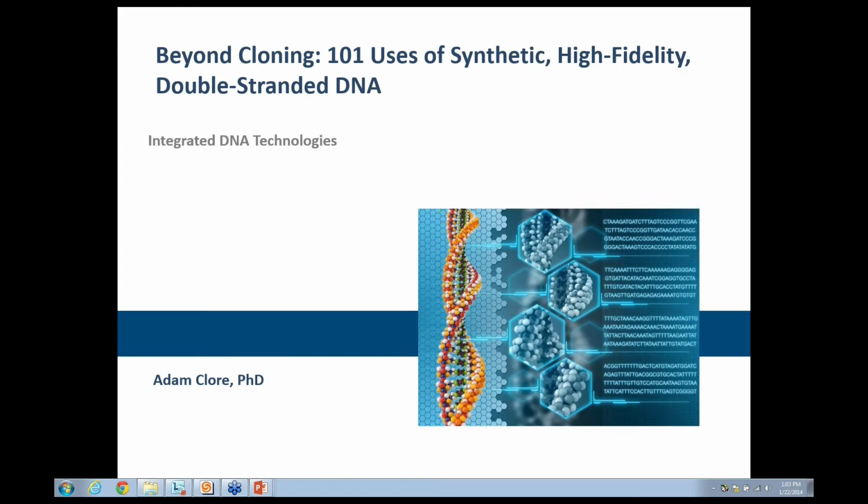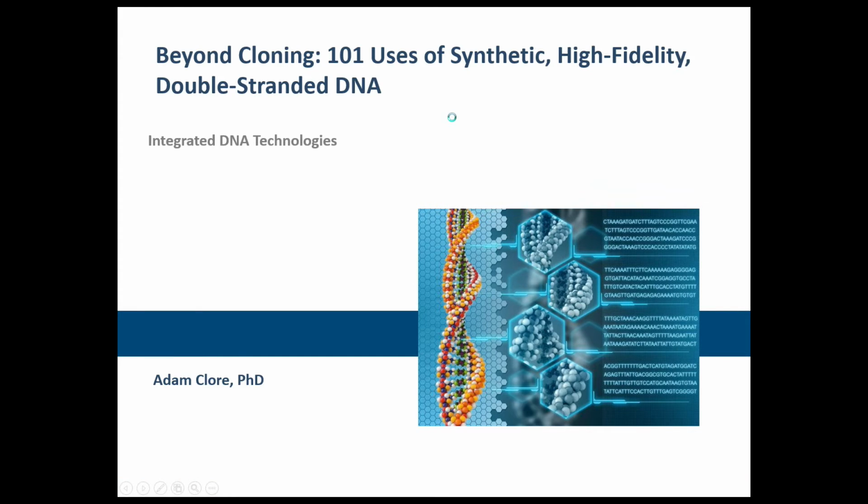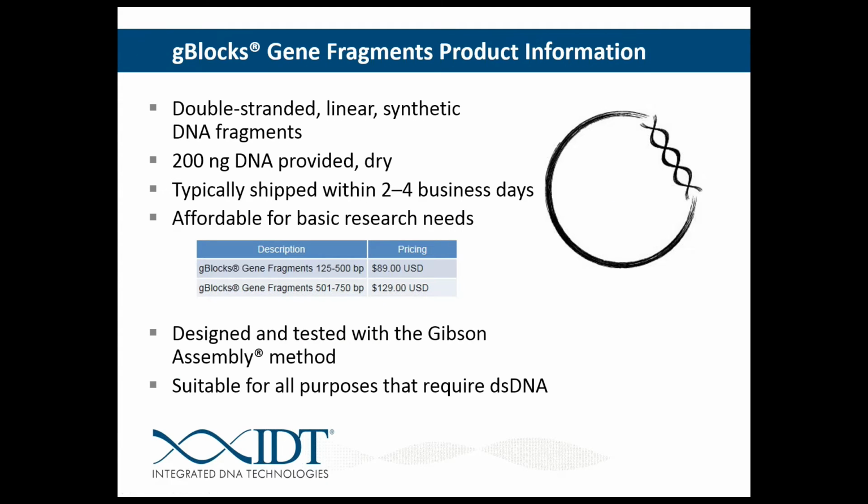These products are fragments of double-stranded linear DNA. We normalize to 200 nanograms and ship that out dry, and typically we ship these in 2 to 4 business days. We've priced them at what we believe to be a pretty competitive price, and we designed these at the same time that Dan Gibson was perfecting the Gibson Assembly Method. So these gBlocks were designed and tested using this assembly method, and I'll go into how this assembly method works in a few slides.